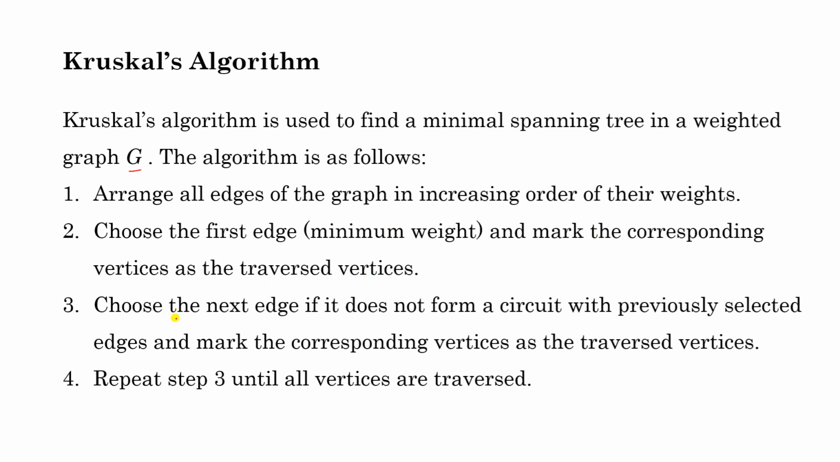Third step, choose the next edge, if it does not form a circuit. It means you have to select the edge with the second minimum weight and check whether this edge forms a circuit with previously selected edges or not. If it forms a circuit, you have to exclude this edge. But if it does not form a circuit, then you have to select it and mark the corresponding vertices as the traversed vertices. Step number 4, you have to repeat step 3 until all the vertices are traversed. In this way, you will get a spanning tree which will be a minimal spanning tree.